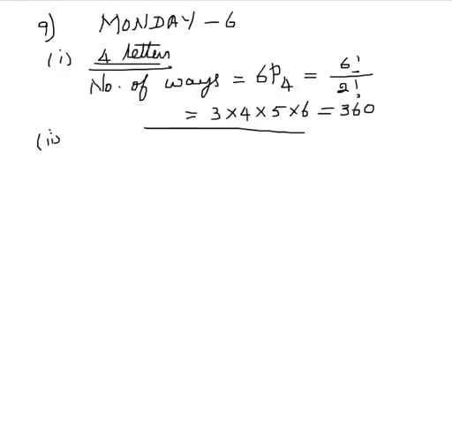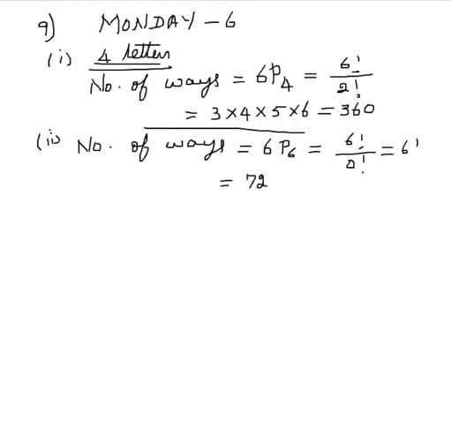Second subdivision is all letters are used at a time. So number of ways is equal to, 6 alphabets are given. You have to make use of all 6 different alphabets. So 6P6. Use the formula 6 factorial by 0 factorial. 0 factorial is 1. Therefore, the answer is 6 factorial. 6 factorial is 120 into 6, which is 720.